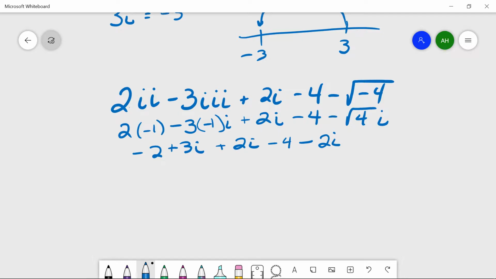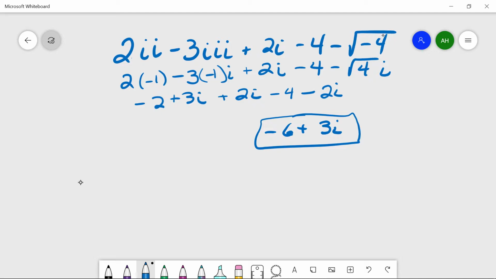Okay, so we can start combining things. These two right here, I've got the 3 and the 2 is going to give me 5i. And then I also have this negative 2i down here. So 3 and 2 is positive 5, and the negative 2 is going to leave me with a positive 3i. Okay, and I have a negative 2 and I have a negative 4, so I've got negative 6 plus 3i. There's the answer.